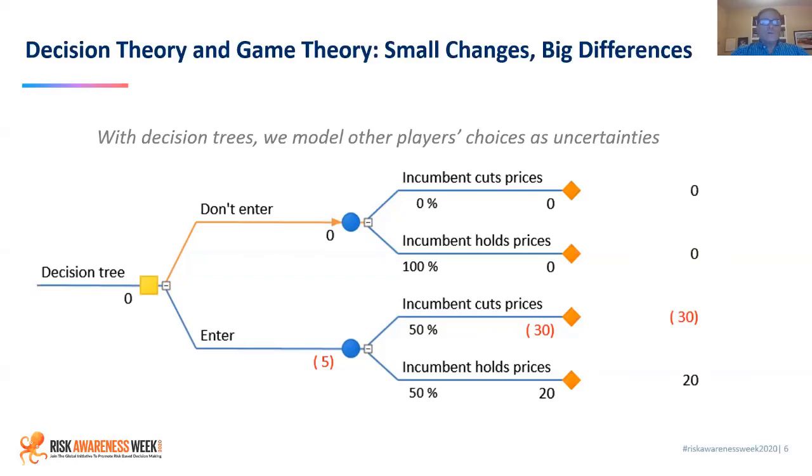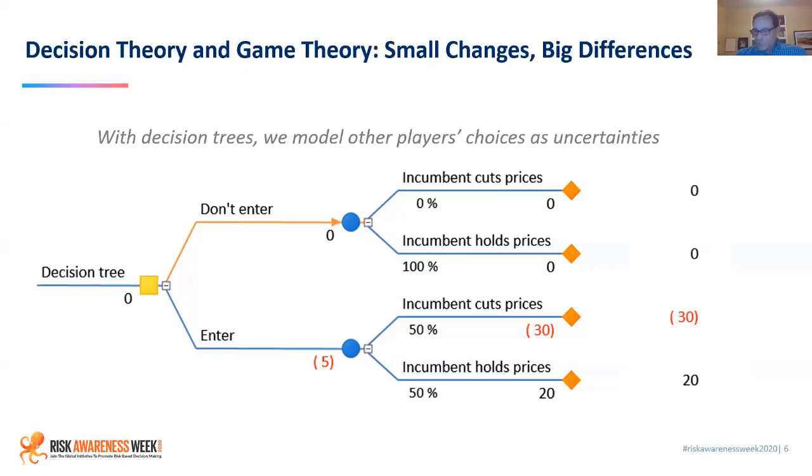However, what would the incumbent do if he saw entry by the other player? Well, here you assign some probability, and in this case, we've just assigned a 50-50 probability, a coin flip, to whether they would cut or hold prices. And the entrant looks at this and says, okay, well, if the incumbent cuts prices, I lose 30. If the incumbent holds prices, I make 20. And since it's a 50-50 probability, on an expected value basis, I would lose money. So I would choose to not enter in this case.